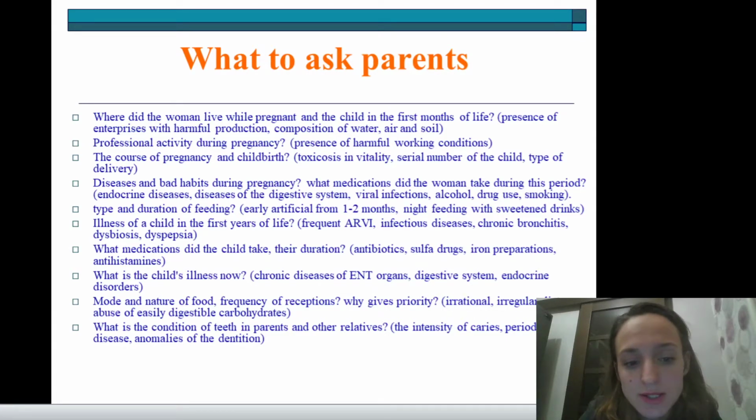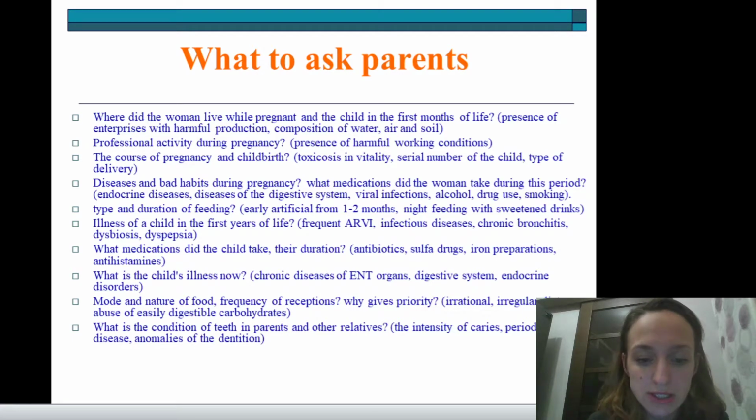Illness of the child in the first year of life. What medication did the child take, and for how long? Is the child ill now or not? Mode and nature of food, frequency of meals, which foods are given priority? What is the condition of teeth in parents and other relatives? So these things you should know and write in the personal card of the patient.